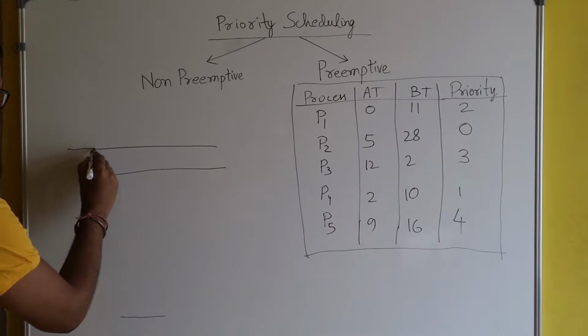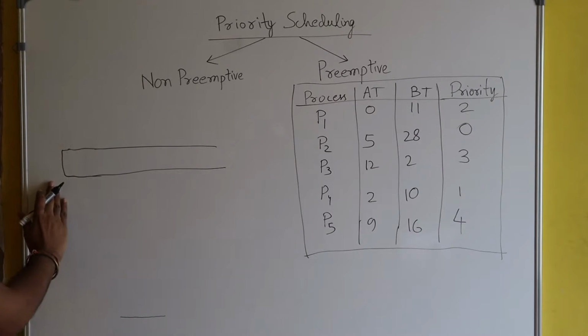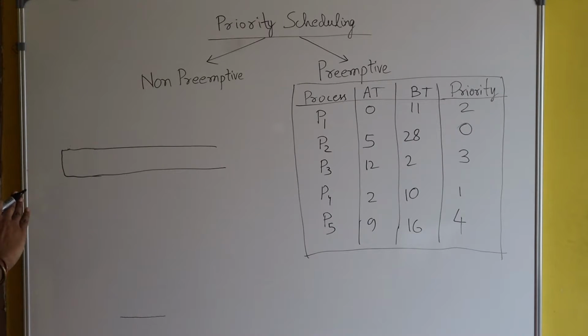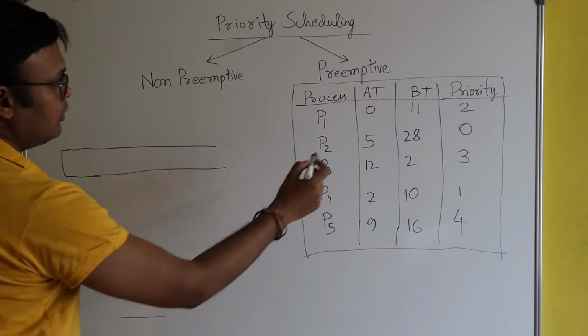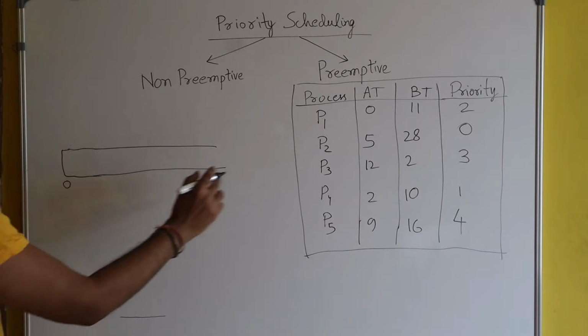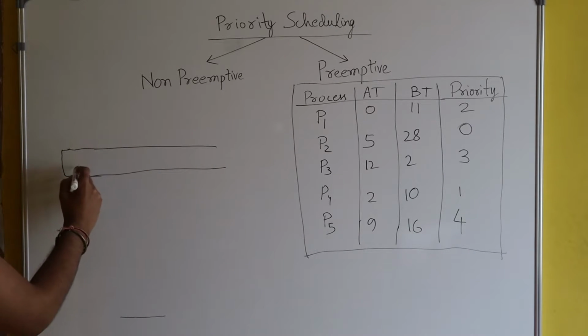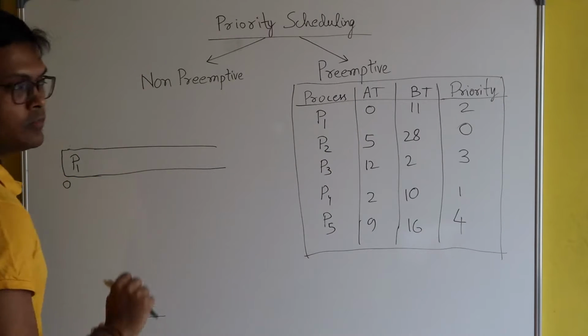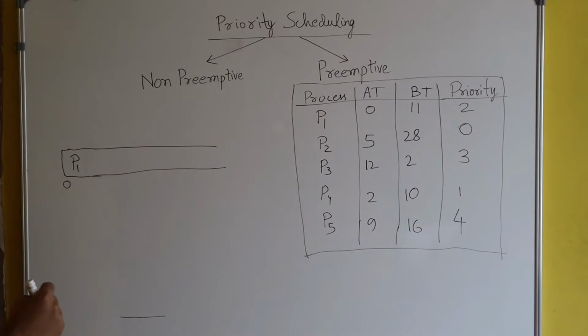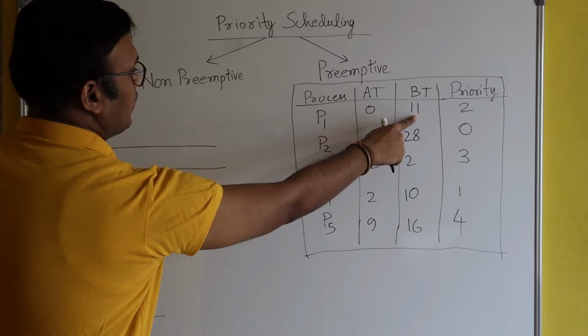I'll start from here. Actually, I don't know how much space it will take, but let me start from this point. I guess it's visible to all. So you see, at arrival time 0, P1 has arrived. So without any doubt, just write P1 here, because P1 has arrived at the zeroth second or millisecond, whatever is there in the question. And look at the burst time of P1. It is 11 seconds.